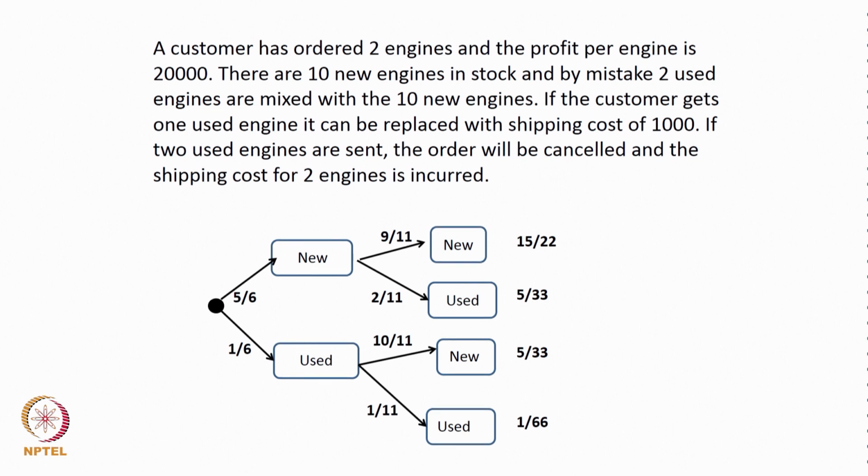and let us just check if they add up to 1. So, 15 by 22 is 45 by 66, 5 by 33 is 10 by 66. So, 45 plus 10 is 55, plus another 10 is 65, plus 1, so 66 by 66.